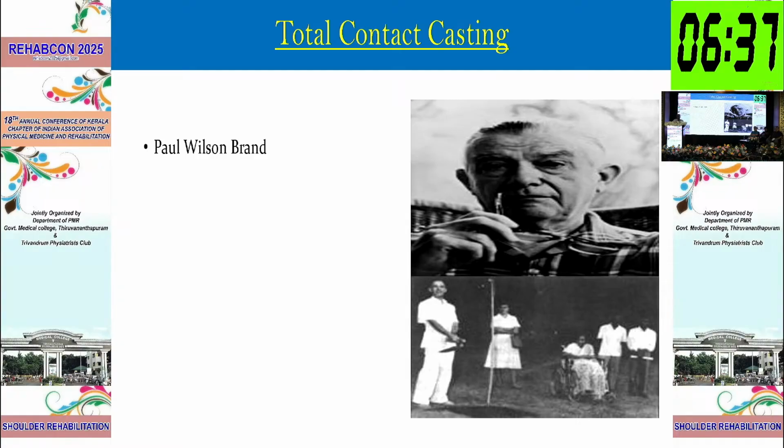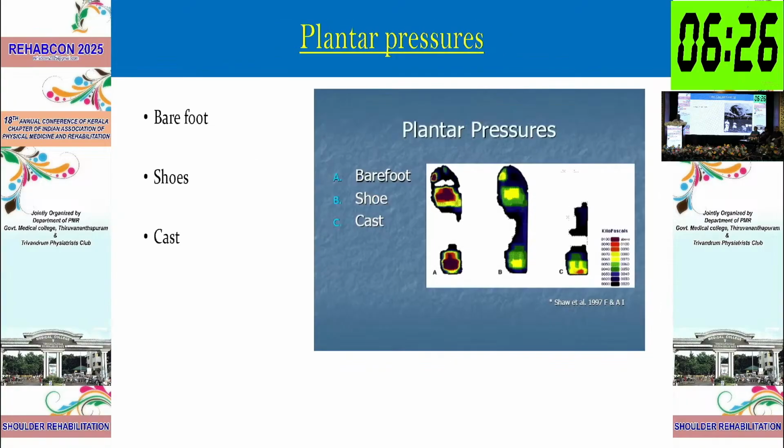He was working on the ulcers because of Hansen's disease. He only introduced the total contact cast for the patients. Later, when he moved to the US, he introduced the same in the United States. The plantar pressure with the barefoot at the forefoot level is 100 kilopascals. When a patient uses offloading footwear, it is reduced to 50 kilopascals. With total contact cast, there is no plantar pressure at all over the forefoot region. So the best offloading device is the total contact cast.